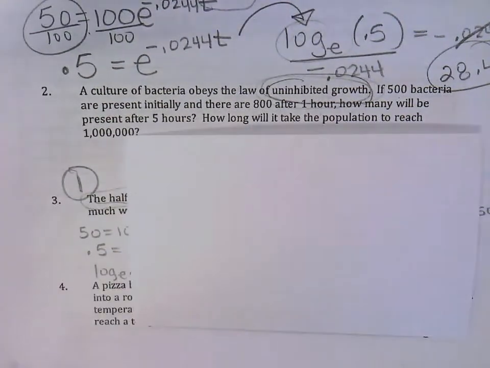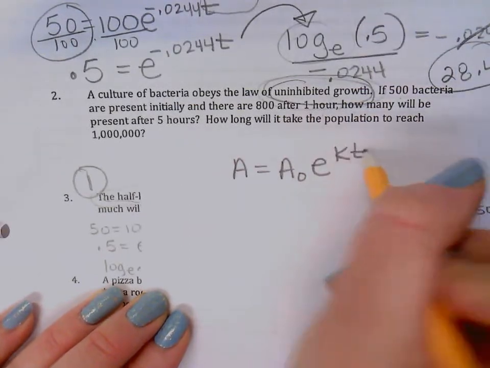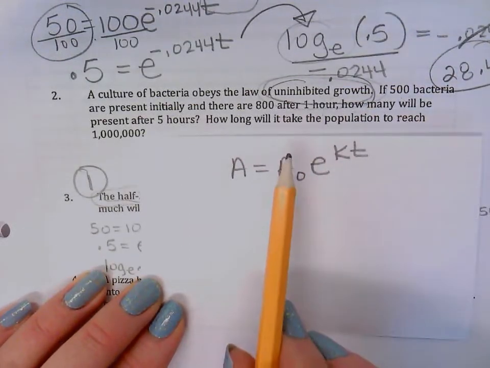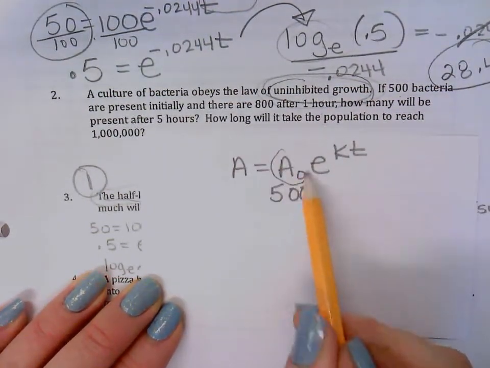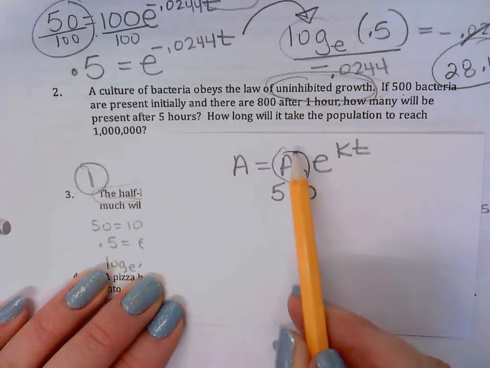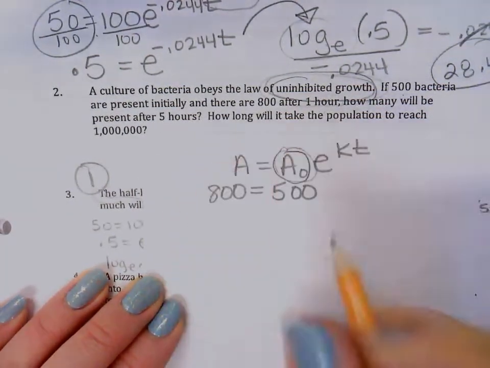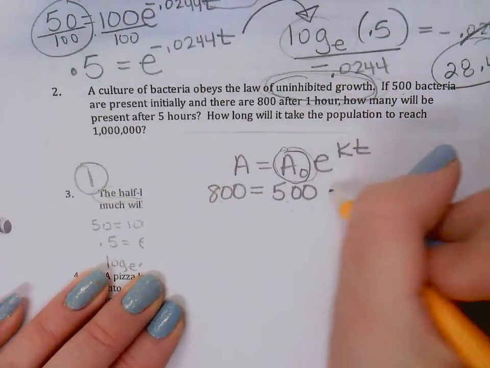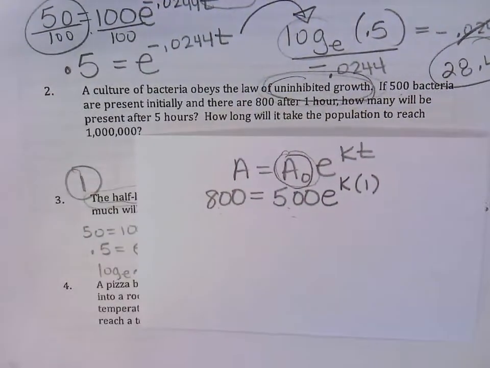Let's stop right there. We need to find K for this situation before we can figure out anything else. So A equals A sub 0 e to the kt. What do I know? I'm starting with 500 bacteria. That goes in for my initial value. Remember, this 0 isn't doing anything. That's just telling you that this is the initial value. We grow to 800 after 1 hour. E is just E. I don't know K, and 1 hour has passed.